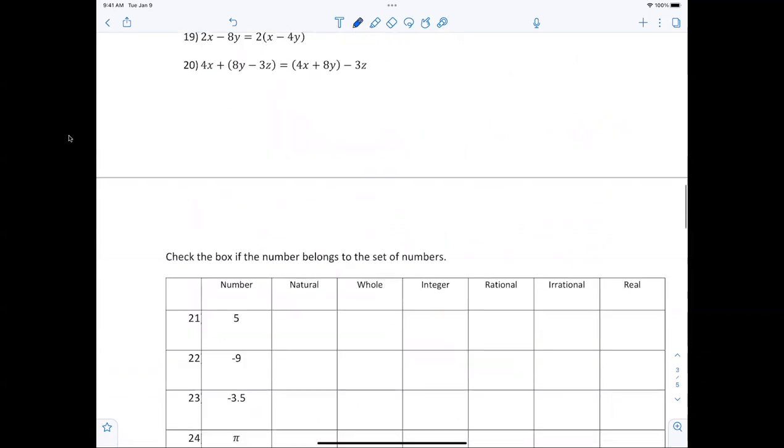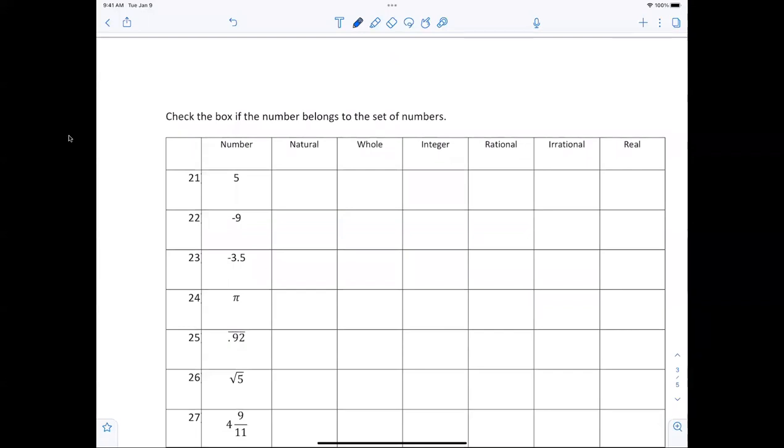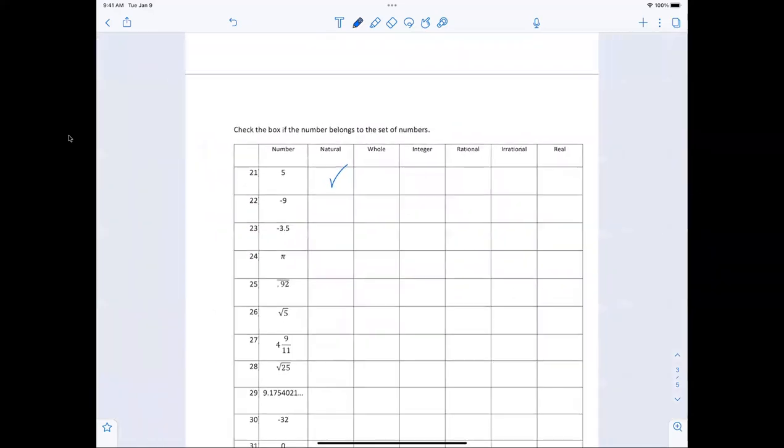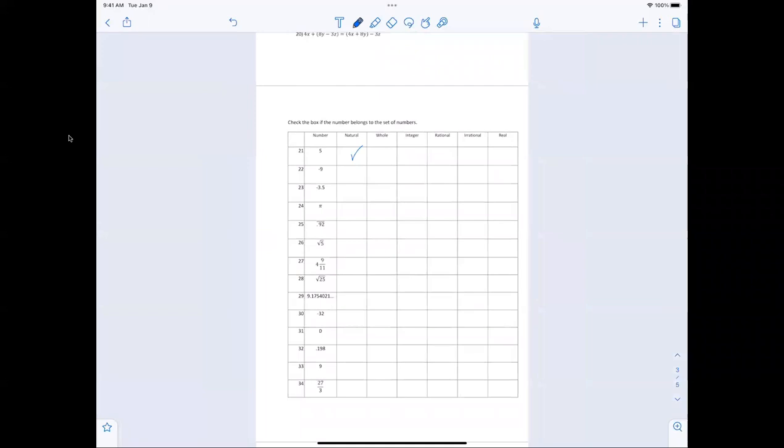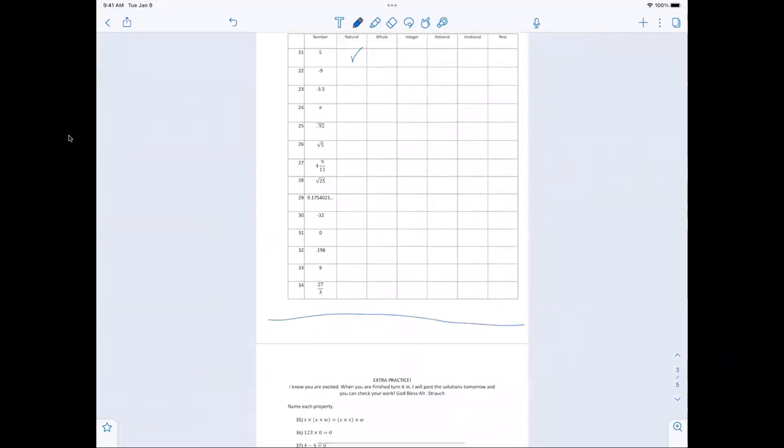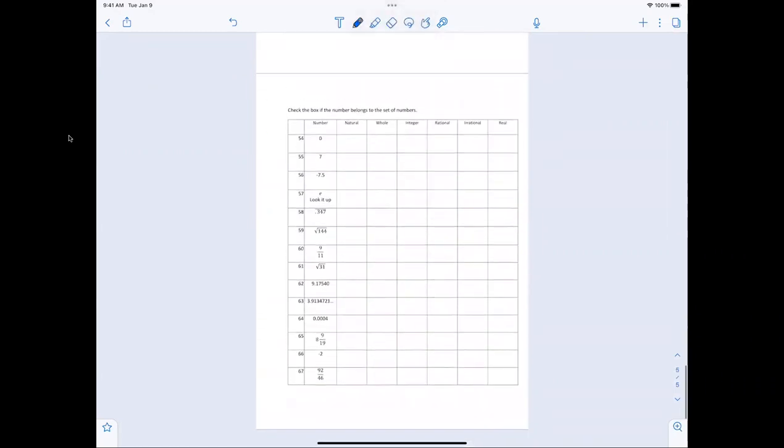Okay, flip the page. 5 is a what? Natural number. Okay, here's what I need you guys to do for me. I want you to finish all the way up to 34. The last 2 pages are extra practice.